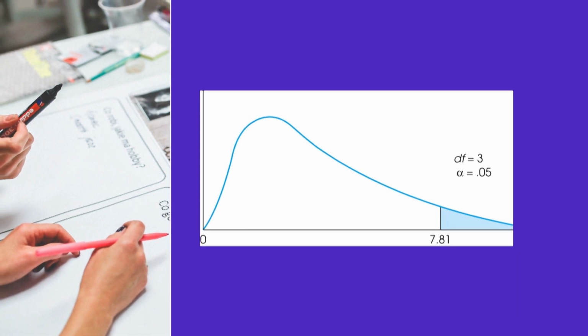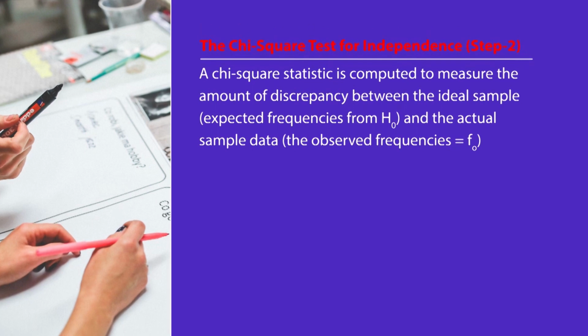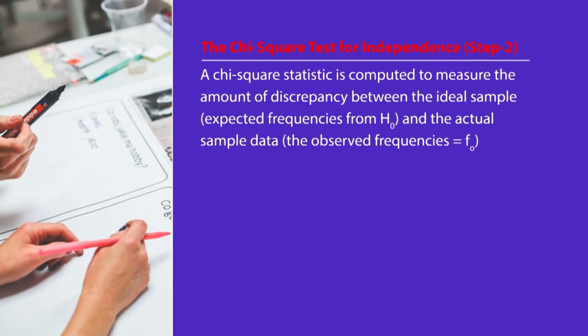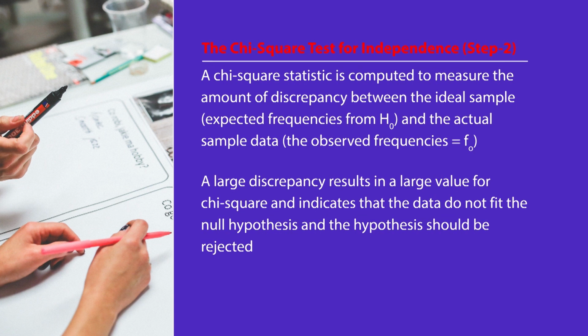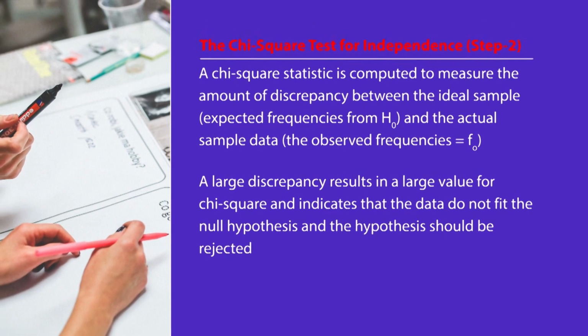and you see the figure, which is quite self-explanatory. So for the chi-square test for independence, in step 2, a chi-square statistic is computed to measure the amount of discrepancy between the ideal sample, the expected frequencies from the null hypothesis, and the actual sample data. The observed frequency is F0. A large discrepancy results in a large value for chi-square, which indicates that the data do not fit the null hypothesis and the hypothesis should be rejected.